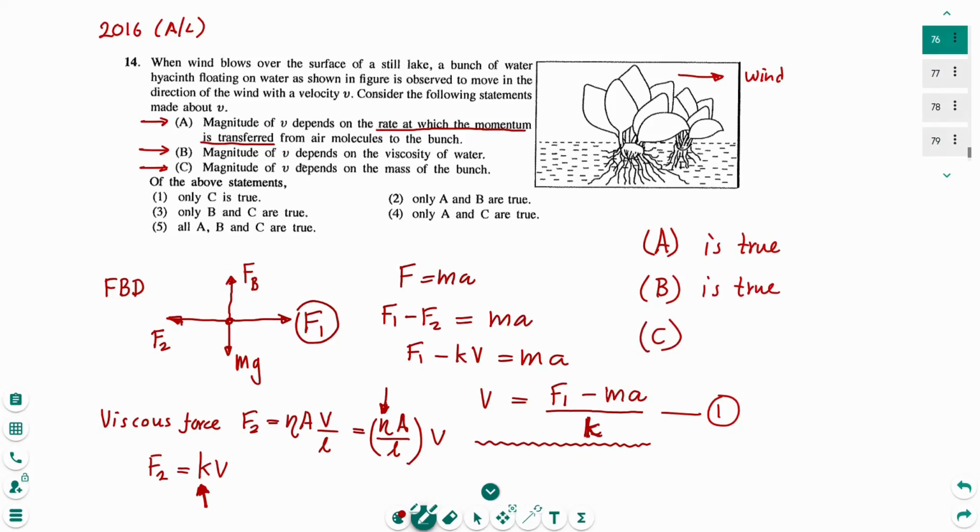And finally, C: magnitude of V depends on the mass of the bunch. If you look at equation number 1, magnitude of velocity is related to the mass of the bunch. Look, there's m over there. So statement C is also true. So all three statements are true. As a result, the correct choice should be choice number 5: all A, B, and C are true. So that's how you solve this problem.